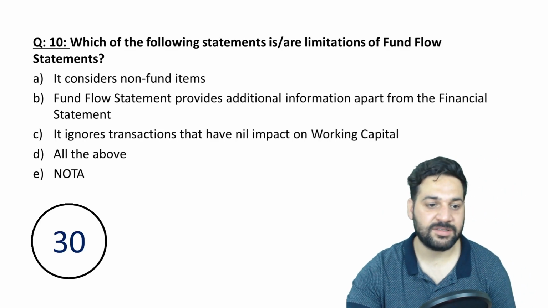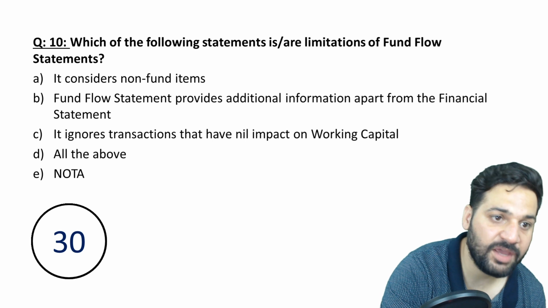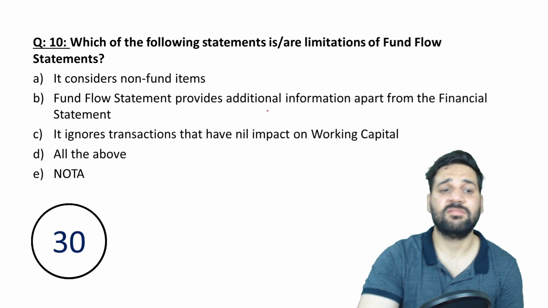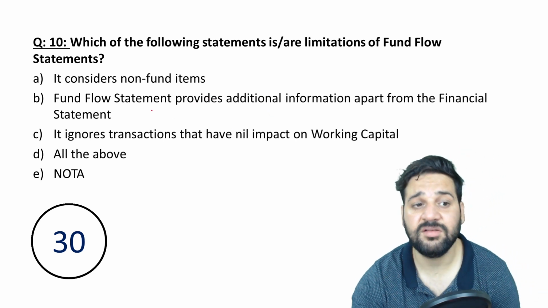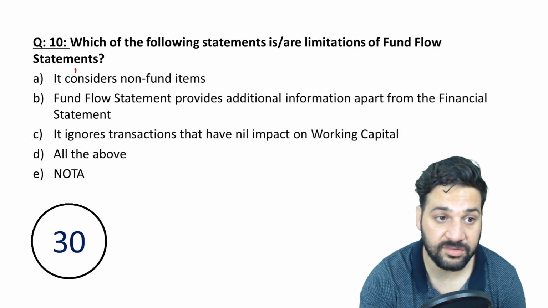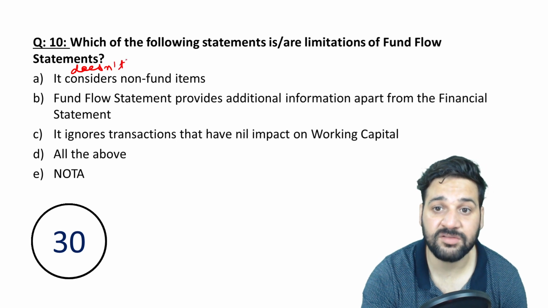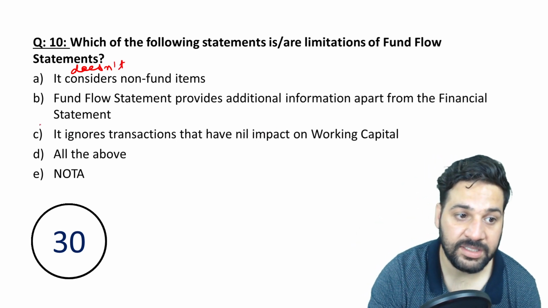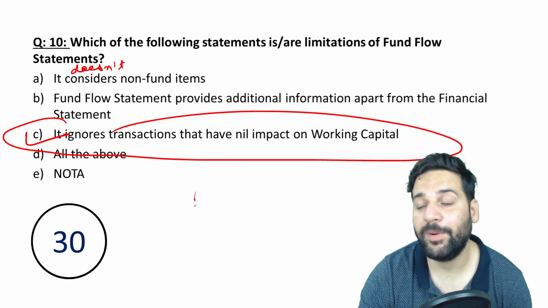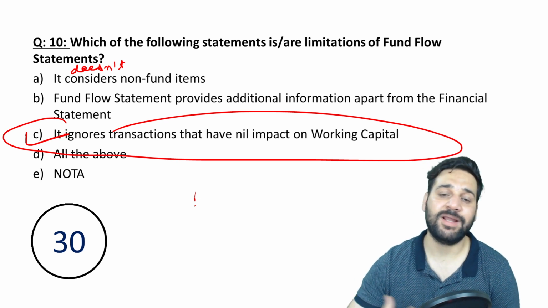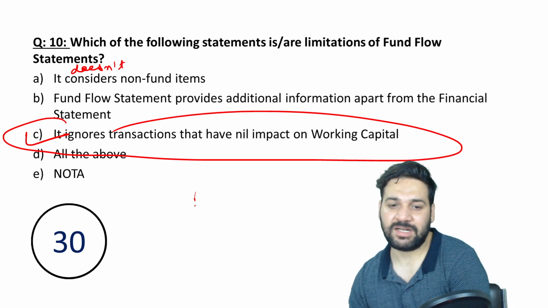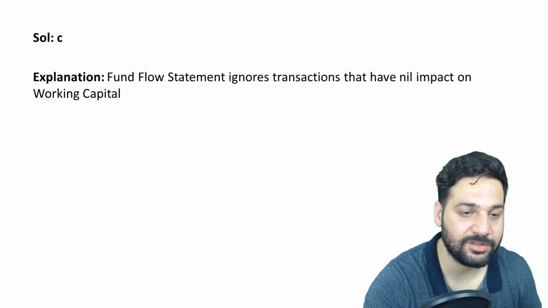Which of the following statements are limitations? The fund flow statement does not consider... so it is not a limitation. It ignores a transaction. Yeah, this is the one. If you buy an asset by taking a loan, that would have no impact on the fund flow statement. So it ignores a transaction that has nil impact on the working capital. So C is the correct answer.